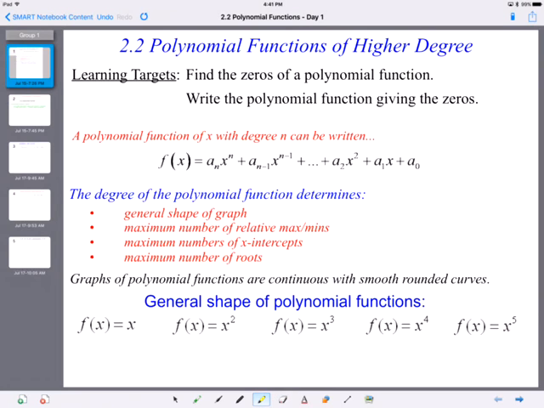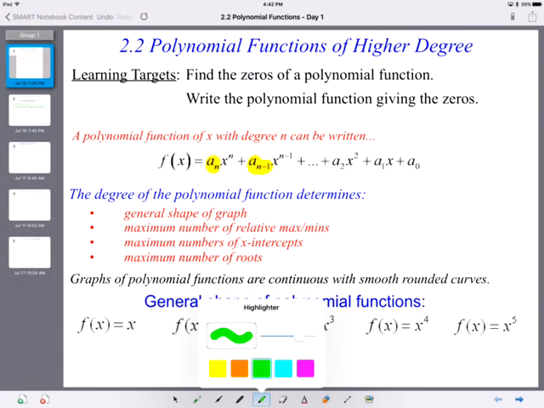A polynomial function of x with degree n can be written. It looks complex, but the higher you get in math, you get more notation. Don't be scared of what you see here. You can just see that these a sub n and a sub n minus 1 and so on, those are just your coefficients of the x variable. And then the same thing happens on the next part with the x to the n.